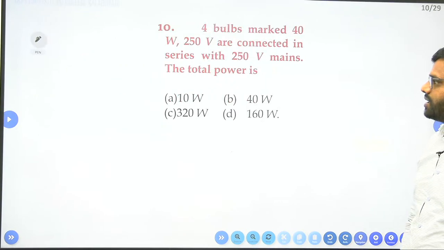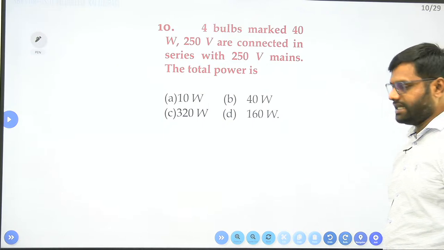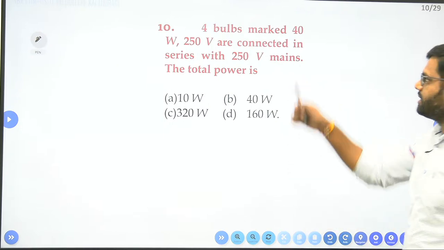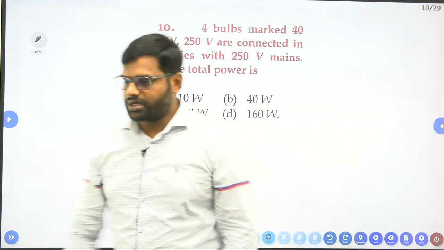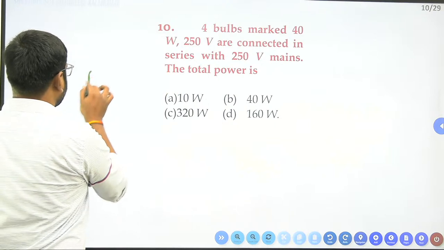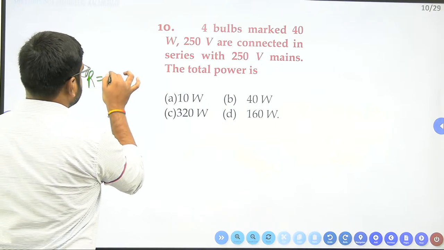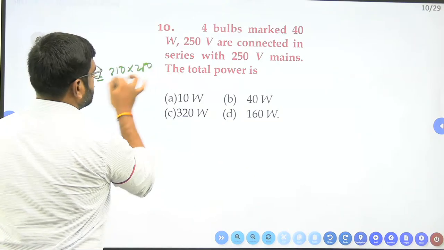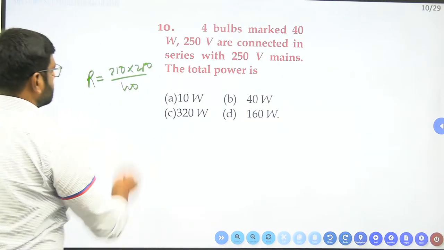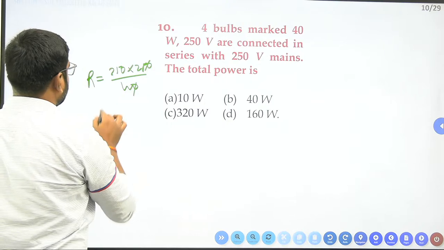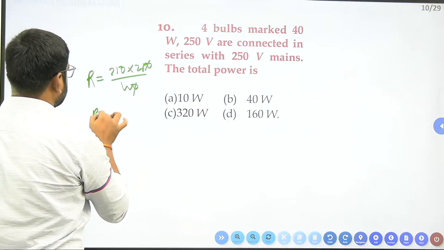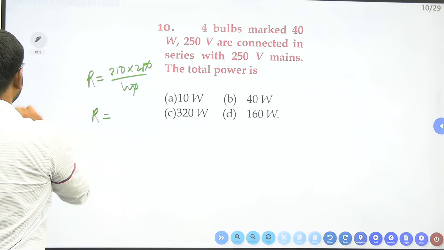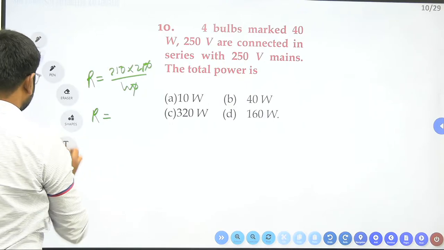Next. Four bulbs marked 40 watt and 250 volt are connected in series with a 250 volt main. The total power is? Take the marked values here. So the resistance of each is R equal to 250 into 250 divided by 40. Okay, so how much will you get here for R? Calculate it.